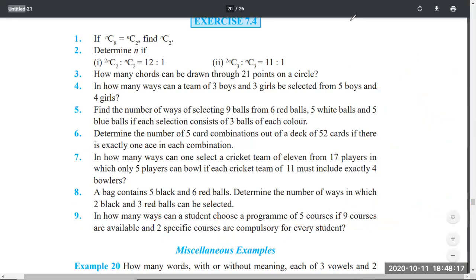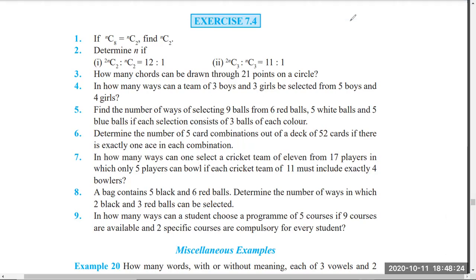So that's it for today. Solve the remaining questions. Did you understand what I said for the last 2?